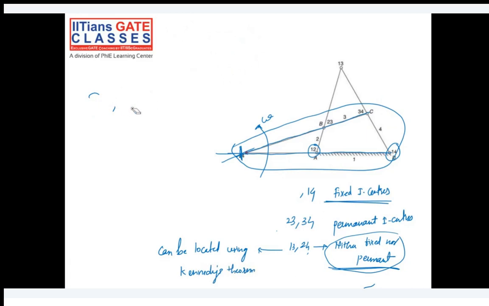Is it clear till this? So what is the velocity of link 2 4? Is it okay if I say it is omega 2 into the 2 4 to 1 2 distance? Because this link 2 rotates with a velocity omega 2.